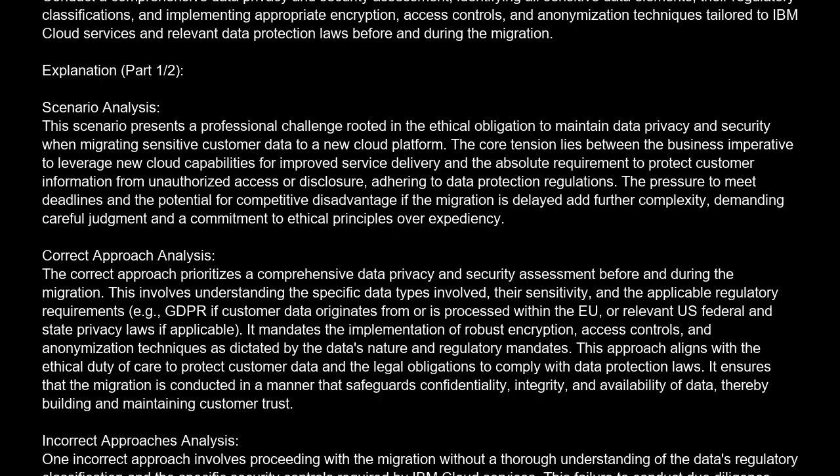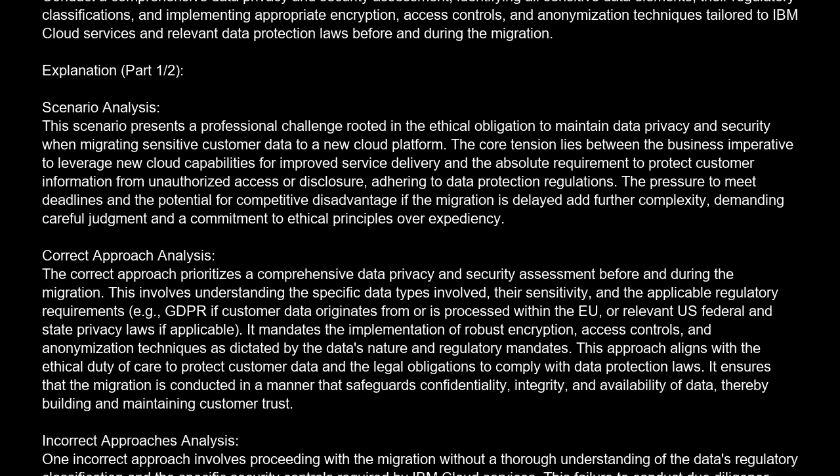Explanation. Scenario analysis. This scenario presents a professional challenge rooted in the ethical obligation to maintain data privacy and security when migrating sensitive customer data to a new cloud platform. The core tension lies between the business imperative to leverage new cloud capabilities for improved service delivery and the absolute requirement to protect customer information from unauthorized access or disclosure. Adhering to data protection regulations, the pressure to meet deadlines, and the potential for competitive disadvantage if the migration is delayed add further complexity, demanding careful judgment and a commitment to ethical principles over expediency.